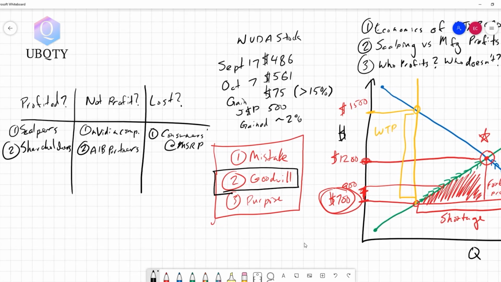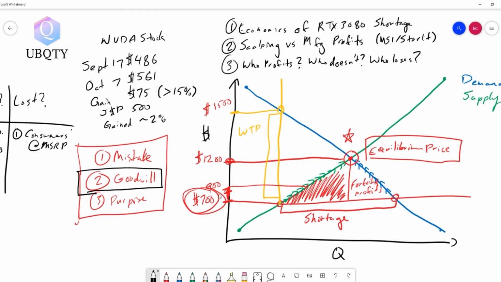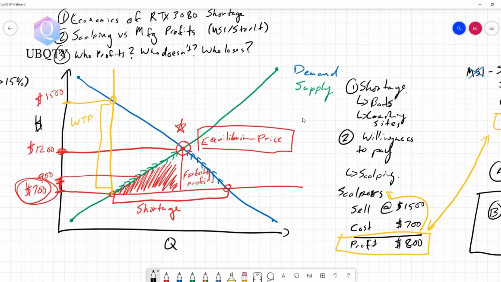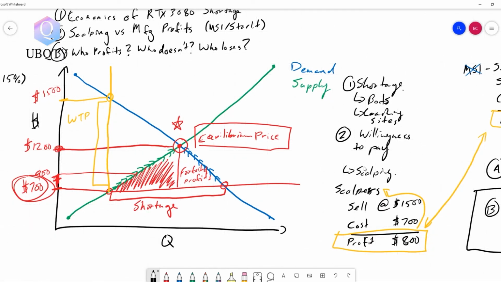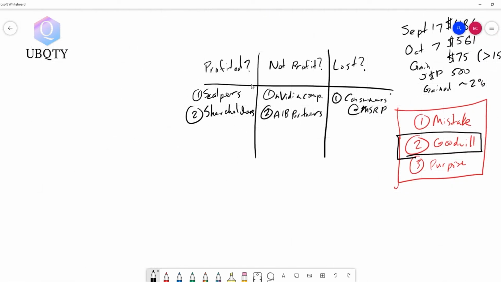So this, in a nutshell, is the economics of the RTX 3080 situation. You've got Nvidia who missed predicting, who set the MSRP at something that's lower than the equilibrium price, that drove the two dynamics of shortages and a gap in the willingness to pay at that supply level, which enabled scalpers and shareholders to profit.